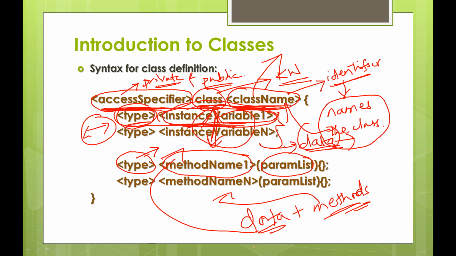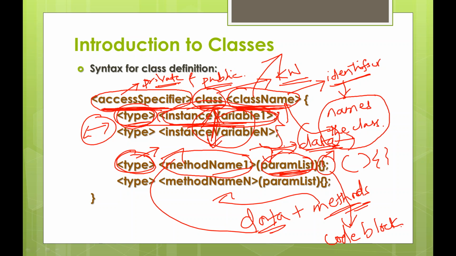We will work on a few methods. The parameter list holds whatever parameters we need to pass to a particular method, and this is the return type, if you have anything to be processed and returned to another method. It can be empty also. In that case, we'll just mention parentheses. Inside this flower bracket is your method code block.